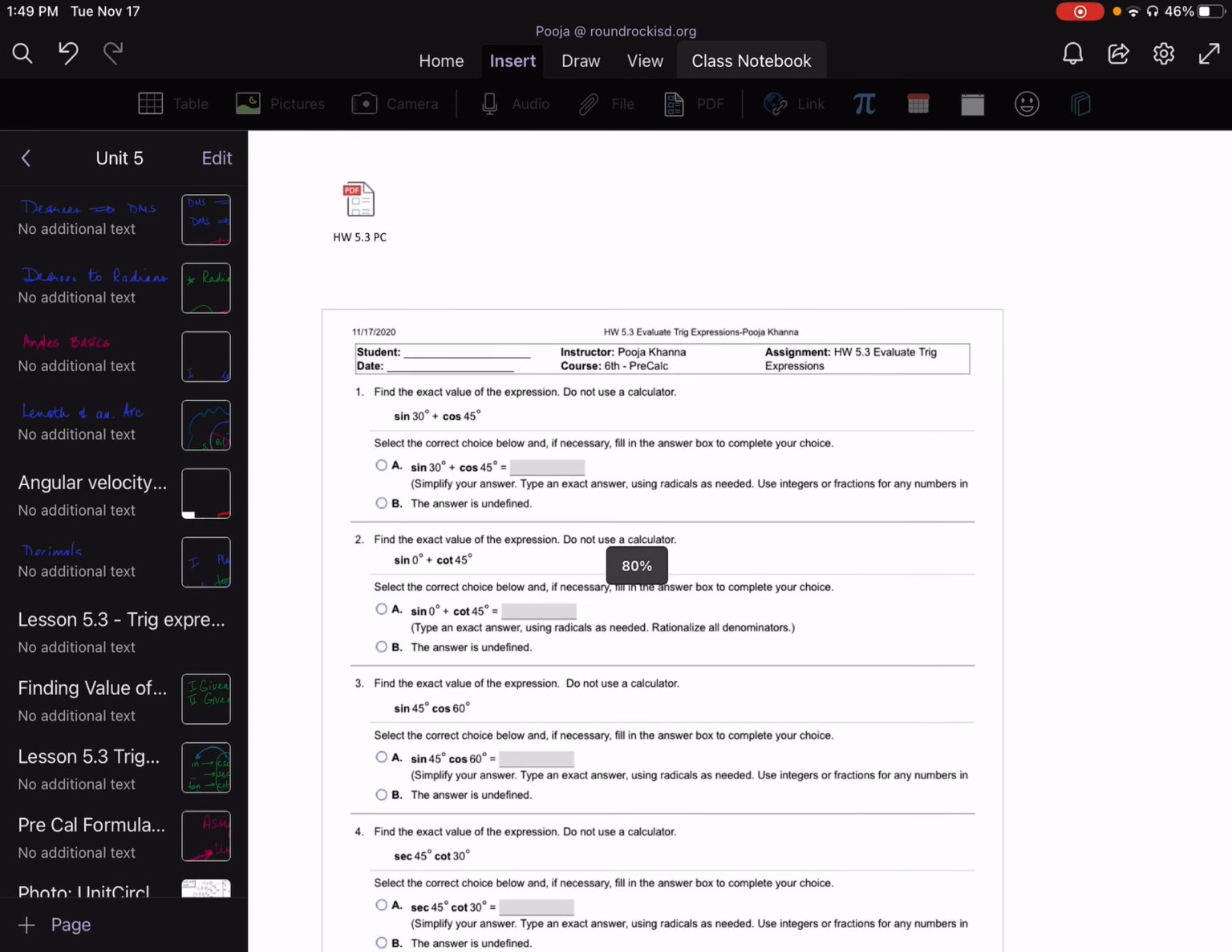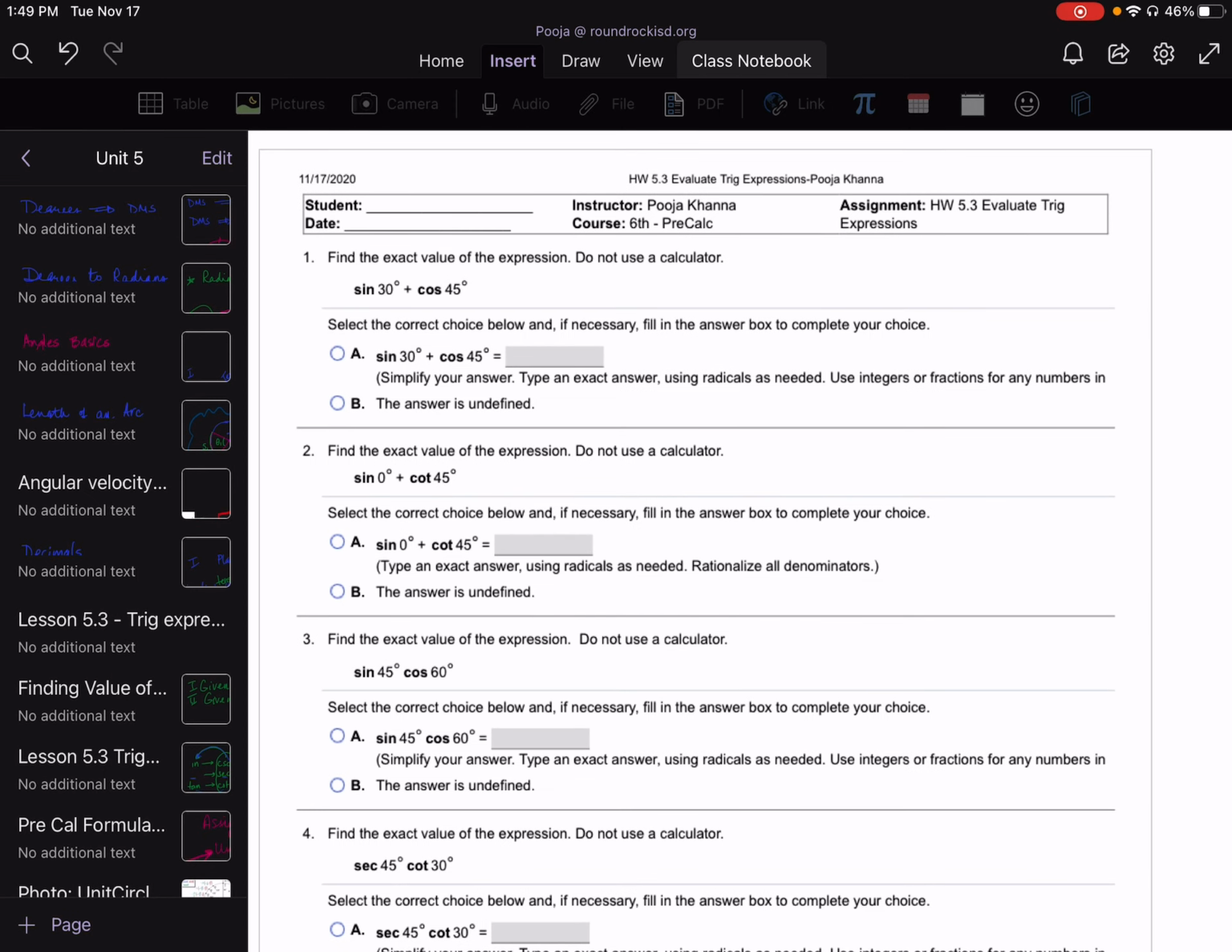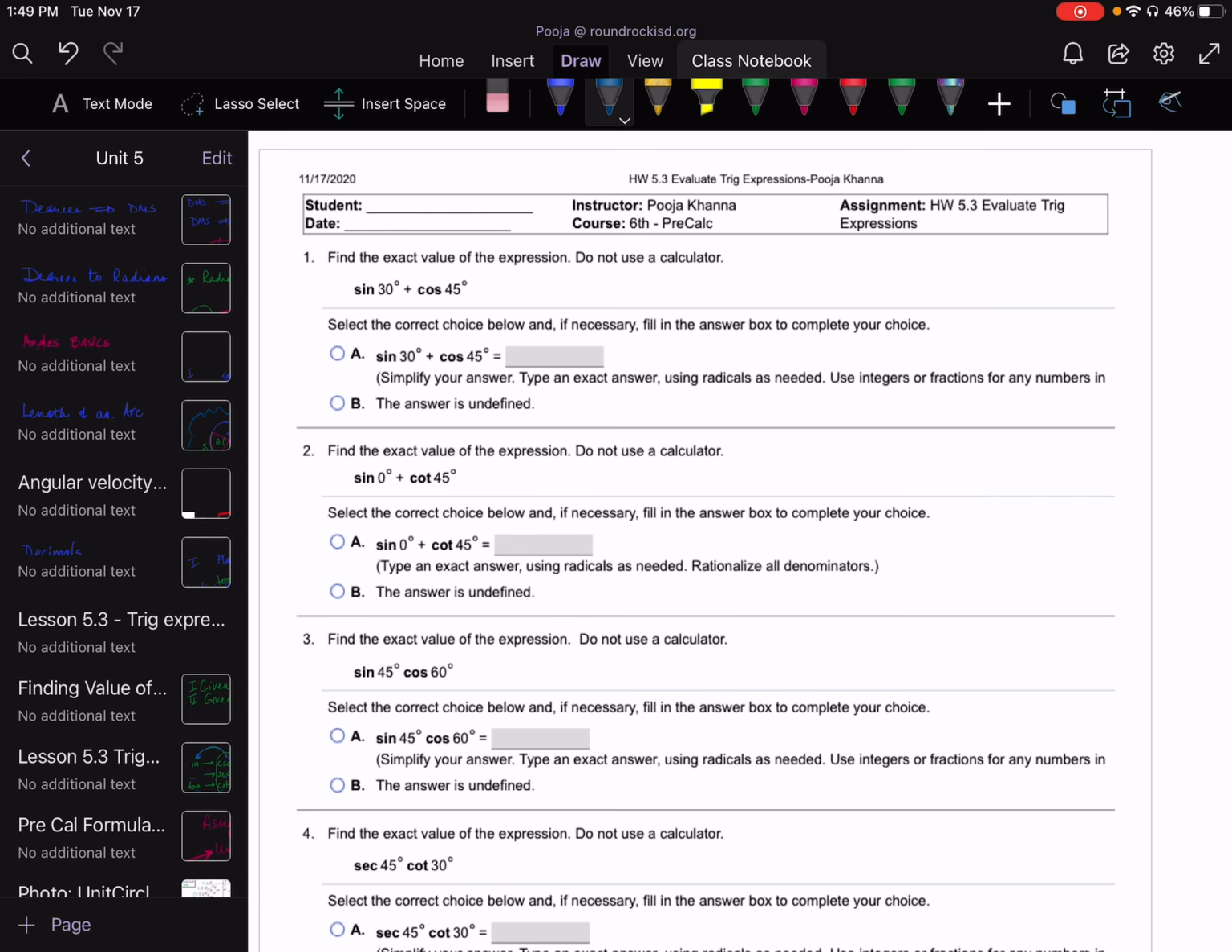Let's begin. The first one, find the exact value of the expression. Do not use a calculator. You are welcome to use a calculator, I've said that in class as well. The only thing is this one's asking using radicals as needed, so even if we do, we will kind of be stuck here.